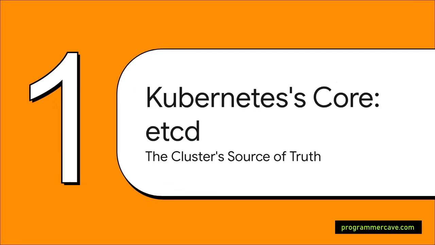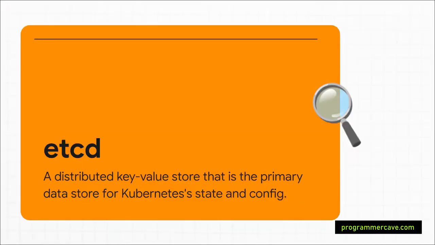Okay, first stop, the absolute core of any Kubernetes cluster. This is the central nervous system, the source of all truth, a component called etcd. So what is etcd? Well, at its heart, it's a simple key value store. Think of it like a specialized database. And its one job is to store everything Kubernetes knows or wants: the desired state of your entire cluster. Every application, every setting, every network rule, it all lives right here in etcd.